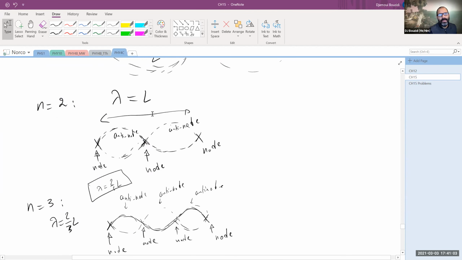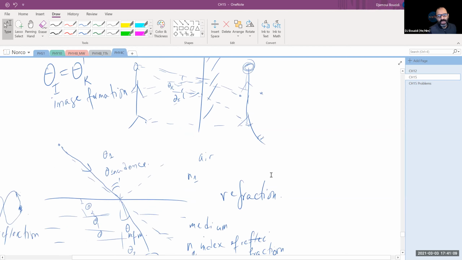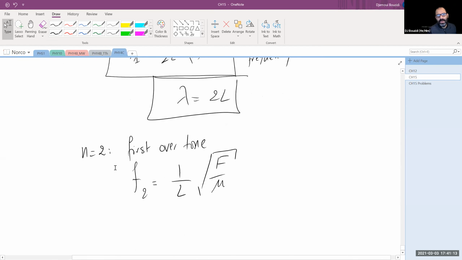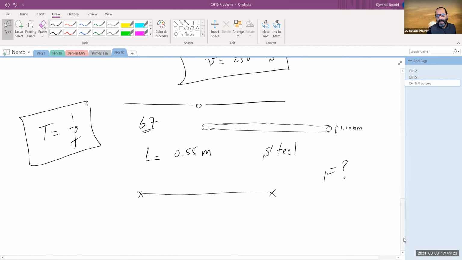This is the first overtone, okay? Not the fundamental, but the first one. So that is n equals 2. That is the fundamental frequency, and this is the first overtone. The second overtone is actually when n is equal to 3, and so on and so forth. So these are some of the keywords that you're looking for when you're solving problems in this case.